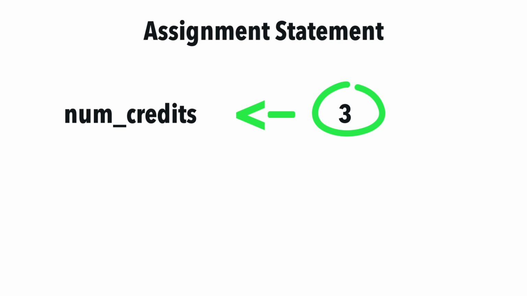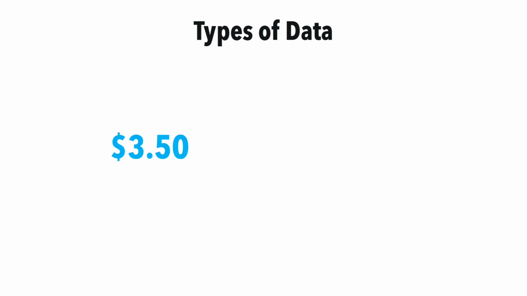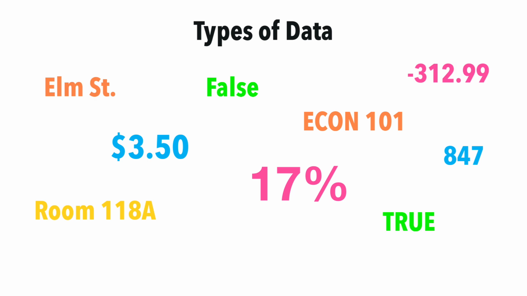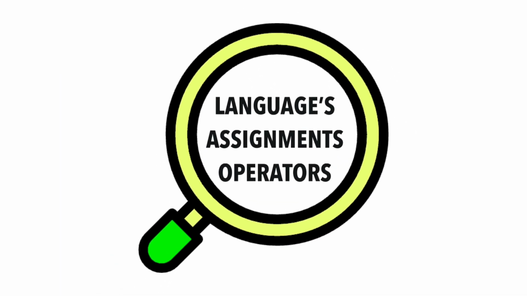The value on the right-hand side of an assignment can be a literal value, like the number 3, or it can be a variable, or it can be a value determined through some calculation or process. Before looking into these options for assigning values to variables, we will first examine some of the various types of data and how they are represented in a program. Be sure to check out the operator or operators your programming language uses for assignment.